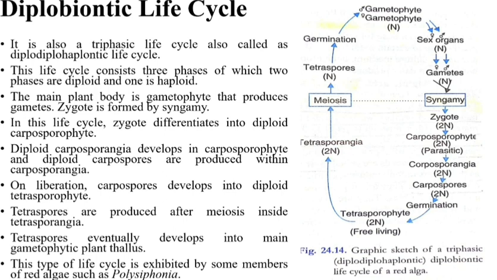Then the diplobiontic life cycle. It is the last one. It is also a triphasic life cycle. This life cycle consists of 3 phases. 2 phases are diploid and 1 is haploid.